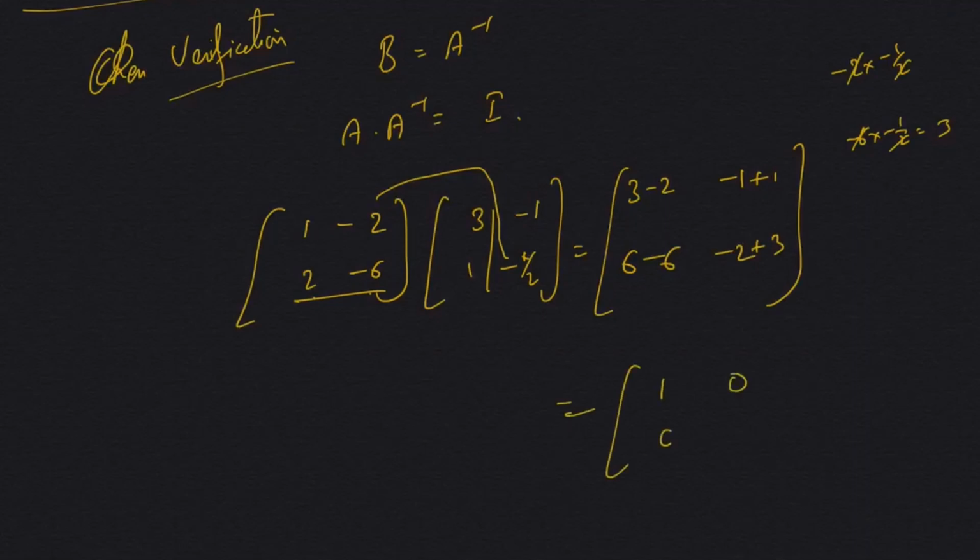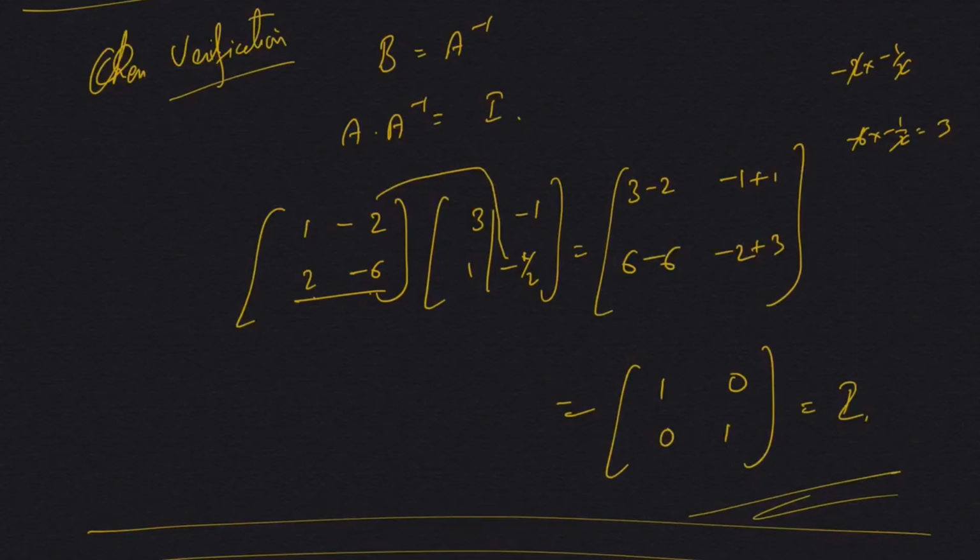So what do we have? 1 0 0 1. So you will see that we get the identity matrix. So this verifies that our inverse is really correct. So this is the procedure that you'll be applying.